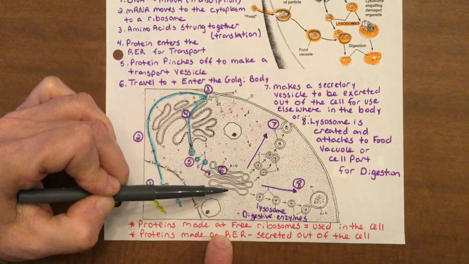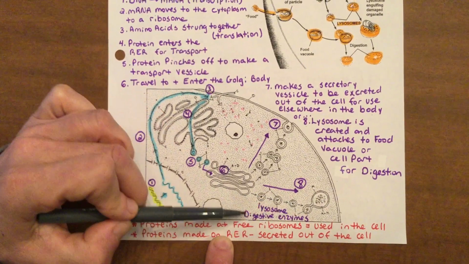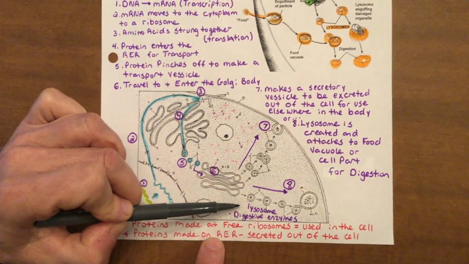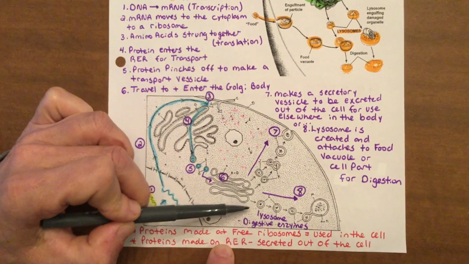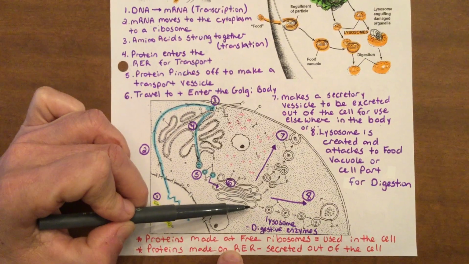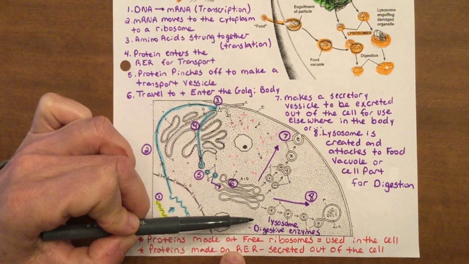The second thing that can happen is it can be made into a lysosome. So this is number 8 here. Remember that lysosome contains digestive enzymes. It's kind of like the stomach of the cell, and it can either attach to a food vacuole if we need to break something down, or it can break down old cell parts with that particular one, and that's what you guys are seeing here.